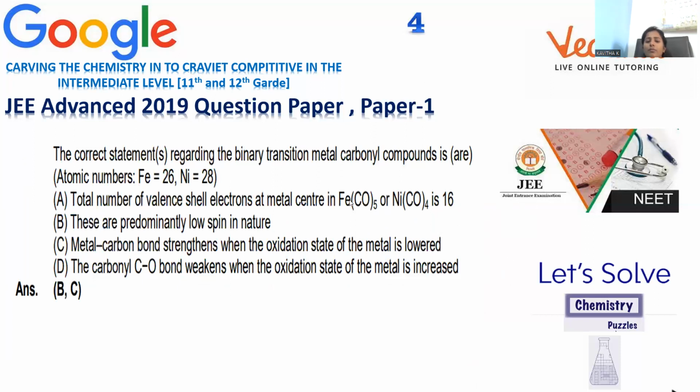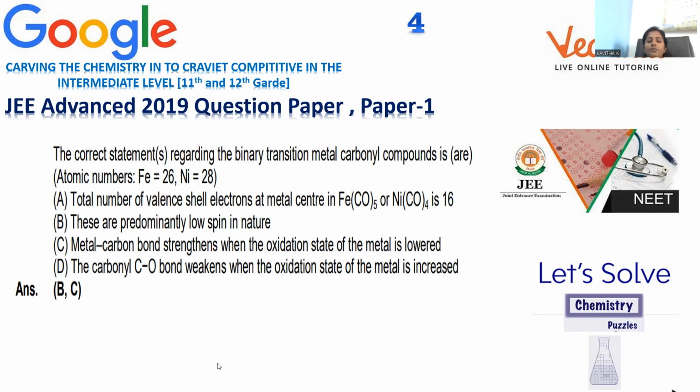So both the carbonyl compounds are low spin in nature because the strength of the ligand is strong. They are called strong field ligands. Hence, the formed complexes are low spin in nature. This is the fundamental. And the metal carbon bond strengthens when the oxidation state of the metal is lowered. For example, the metal is +2.